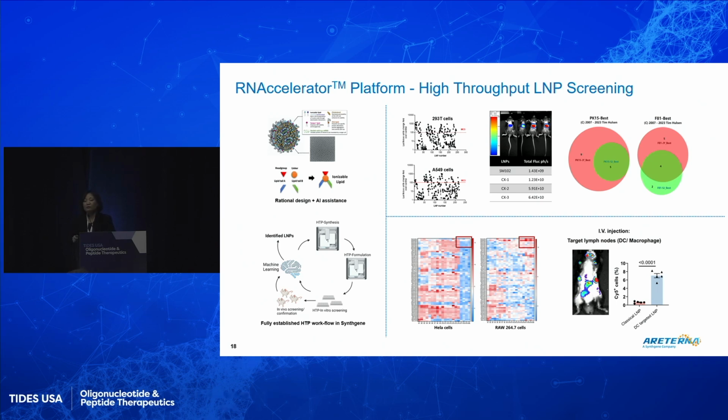The bottom panel is attempts at screening lipids for tissue targeting, for targeting the immune cells. If you look at the little red square, the HeLa cells, you don't see good performance, but those lipids did well in RAW 264.7 cells. Those are a macrophage cell line. And then we took one, injected it in mice, and yes, you see better expression in lymph nodes.